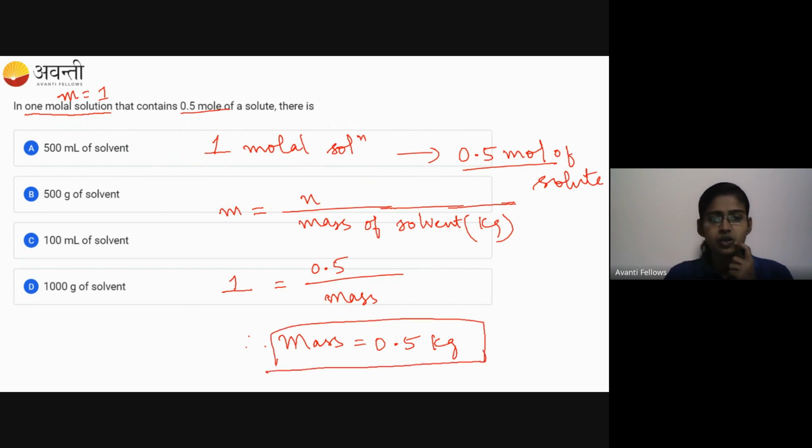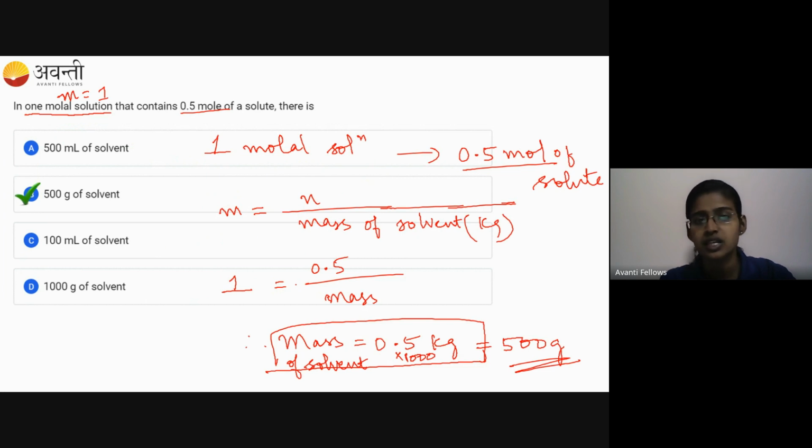But in the question, we don't have kilogram, right? So we have solvent and the mass of this solvent is 0.5 kilogram. We have the answer in terms of gram. So 0.5 kilogram is equal to what? 500 gram. So we have to multiply this by 1000, right? So it will be 500 gram of solvent. So option B will be the correct answer.